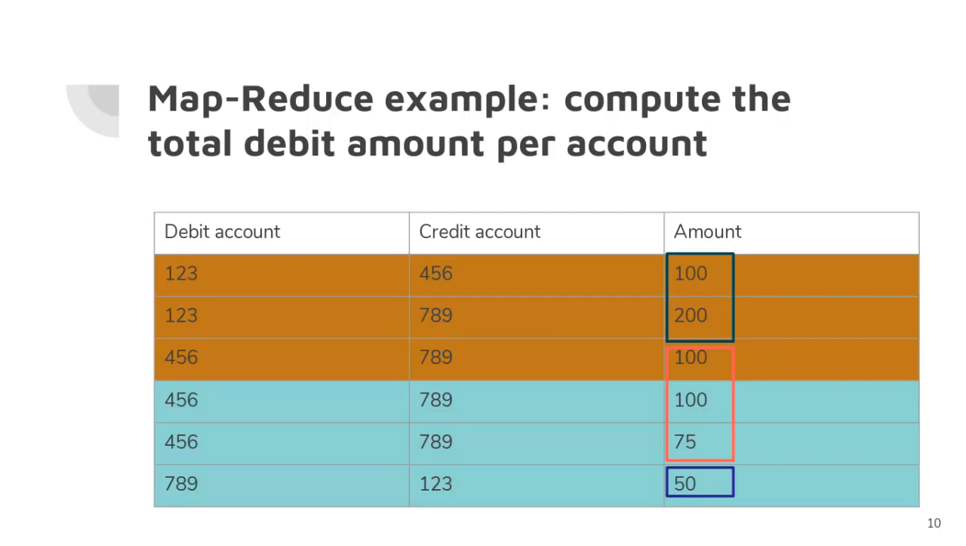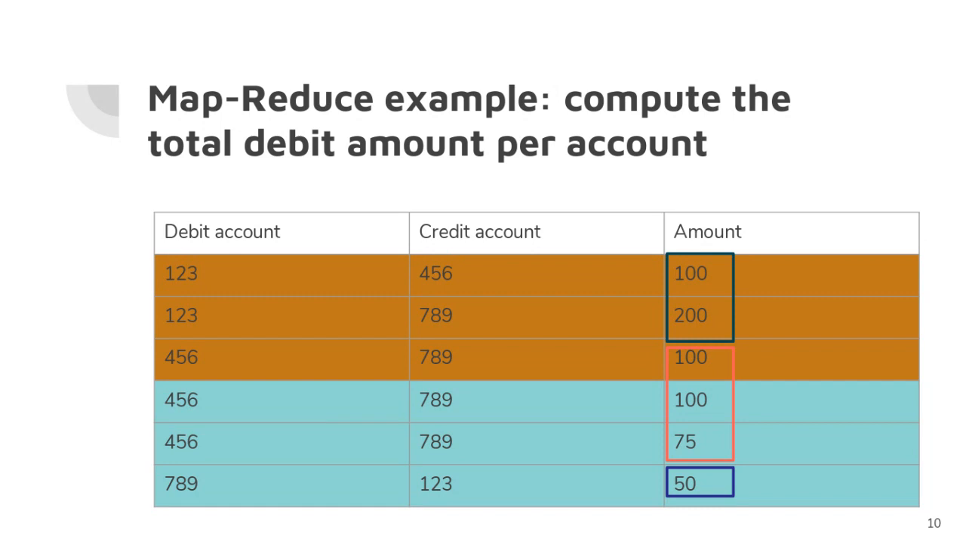Some examples. Here's an example, and we have a debit and a credit account, and then the amount that is transferred. So the first row means from account 123, we transfer 100 euros to the credit account 456, something like that.